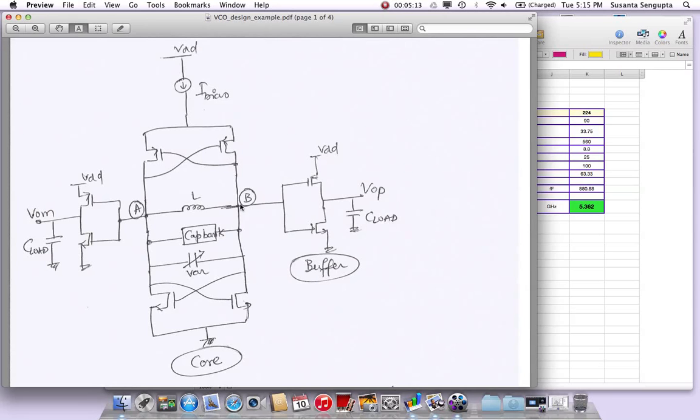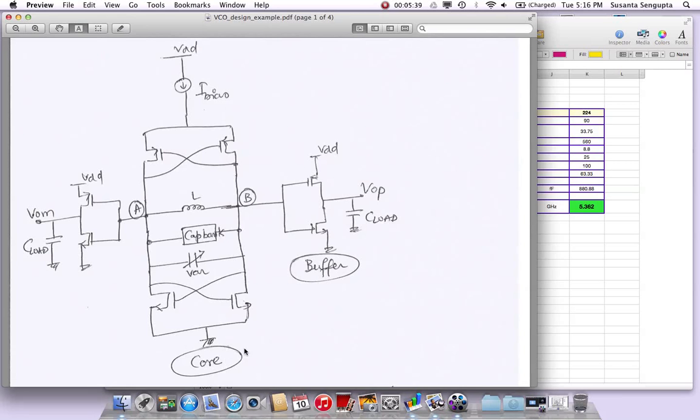So A and B are the oscillator nodes. Between them there would be an inductor. I want to know what the value of the inductor should be. I just don't want to blindly guess it. I want to know something, so we'll hand calculate it. There will be a cap bank, which will be a discrete bank of many capacitors, which I'll show you in just a minute. And there is a varactor, so I want to know more details of how that cap bank will look like, and what the approximate value of the varactor should be.